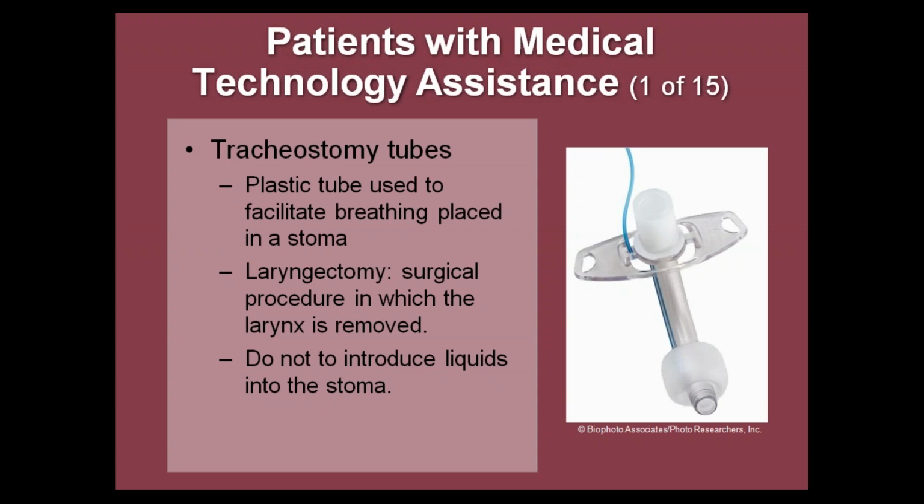So we got tracheostomy tubes. These are tubes that are used to facilitate breathing, placed in a stoma. Stoma is going to be that hole within the neck that goes into their airway. Laryngectomy is a surgical procedure in which the larynx is removed, and you do not introduce liquids into the stoma. Why? Because now you're aspirating the lungs, because that is a direct pathway into their lungs, which obviously would cause kind of a breathing difficulty, right? So we don't want to do that. It can be either temporary or permanent, depending on what the needs are for that patient.